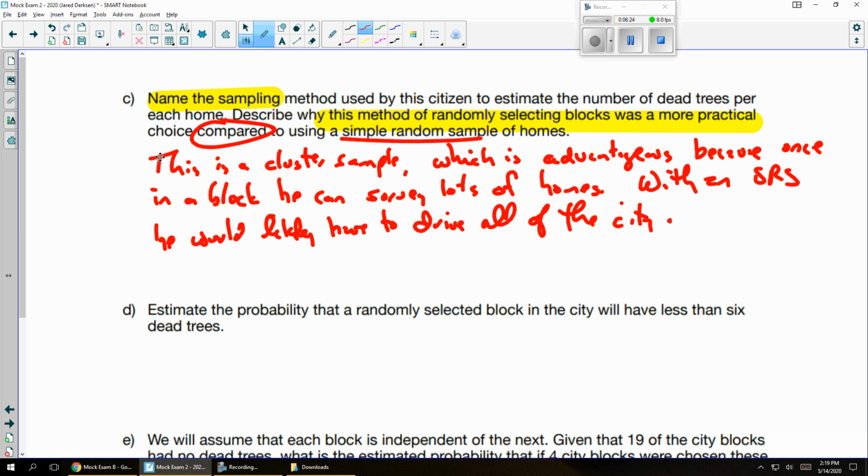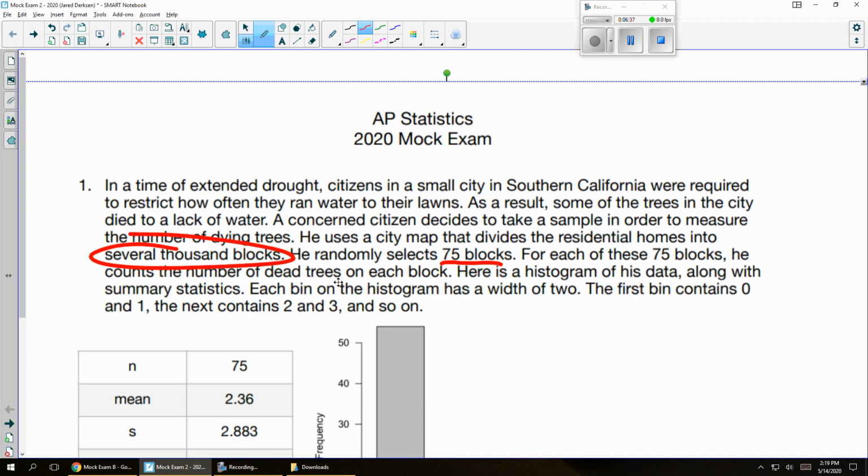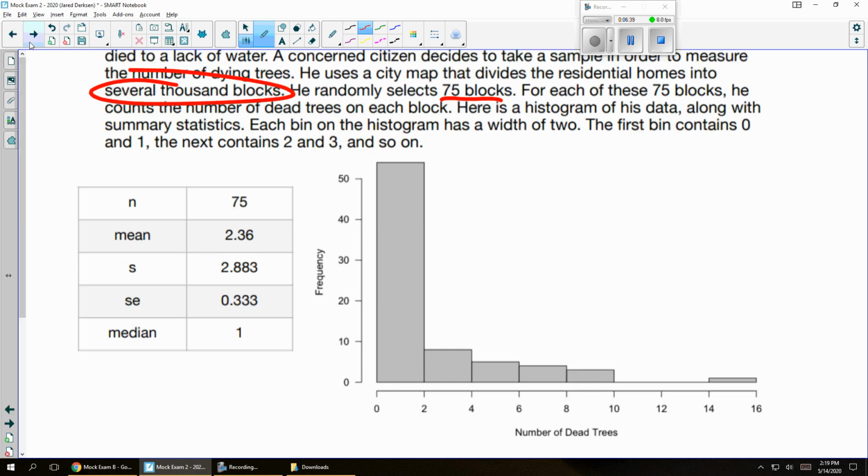Estimate the probability the randomly selected block will have less than 6 dead trees. All right, so what I don't want to do here is anything about a binomial or a normal distribution, because that's not what I have. I've got this distribution here. It said less than what?